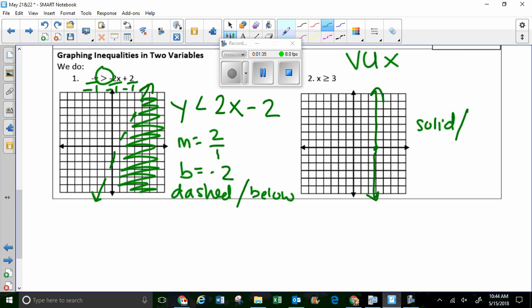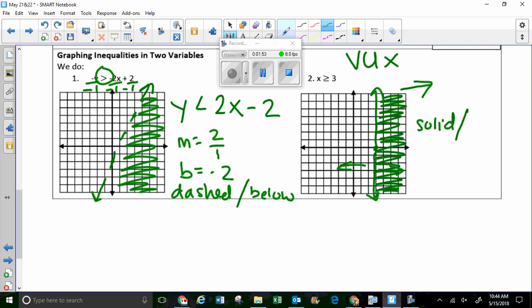Now remember we talked about shading above or below, but for a vertical line there is no above or below. You have to think left or right. And what's helpful, you can look at your symbol, and if you make it into an arrow, it's going to show you which direction to shade. In this case, greater than is to the right.